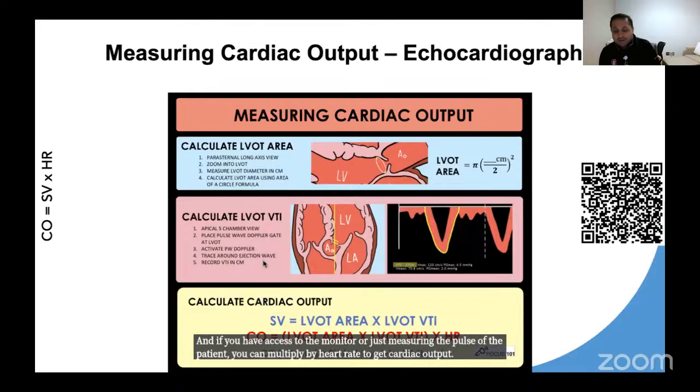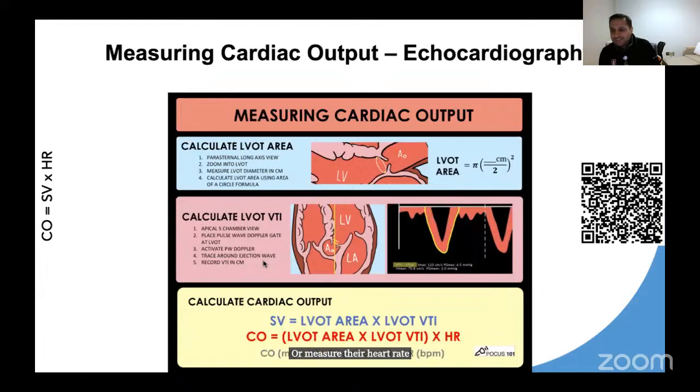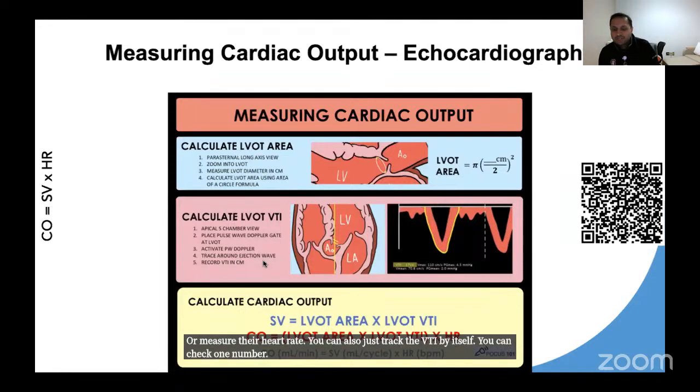Now, this seems very complicated, but practically, if you're not going to measure the LVOT area or the heart rate, you can also just track the VTI by itself. You can check one number, make an intervention like adding dobutamine or noradrenaline, or in a hypotensive, hypovolemic patient, maybe a fluid challenge.